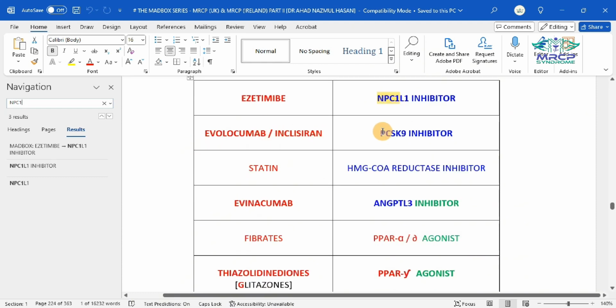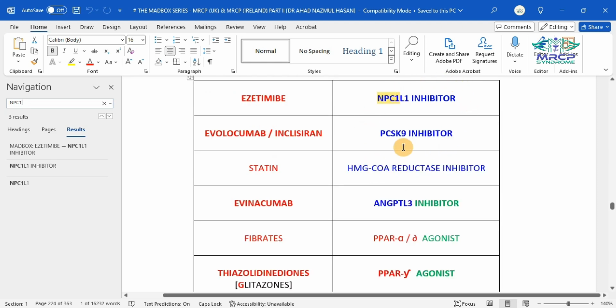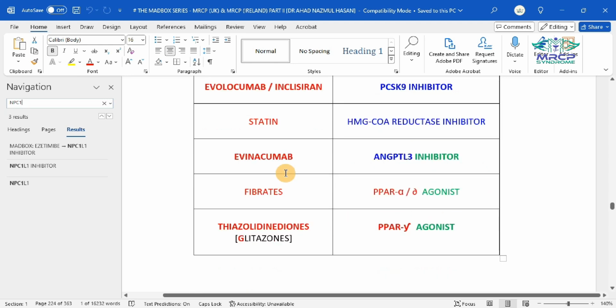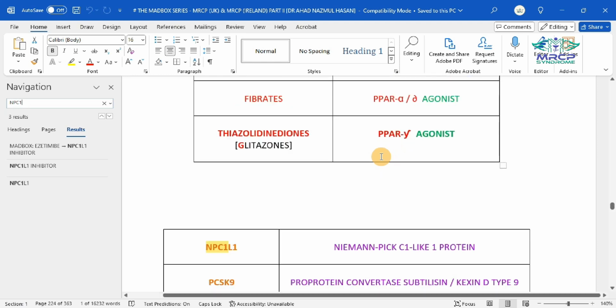Evolocumab or inclisiran, they are the PCSK9 inhibitors. Statin is the HMG-CoA reductase inhibitor. Evinacumab is an ANGPTL3 inhibitor. These are very difficult to remember, but you must memorize all four. Statin is usually easy to remember, but these three are very difficult. And fibrate is predominantly the PPAR alpha agonist. In some cases it may be a PPAR delta agonist, but remember it as an alpha agonist.